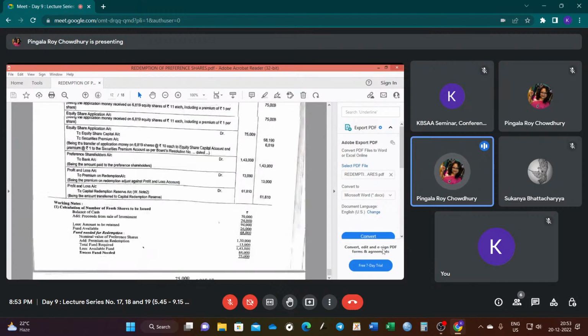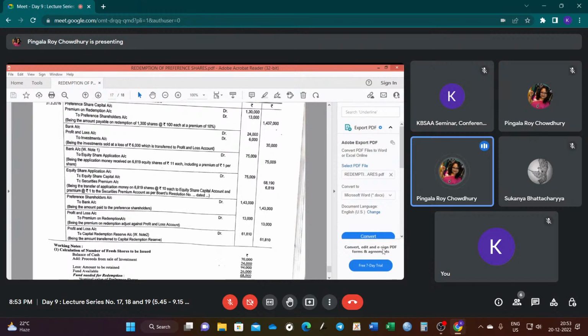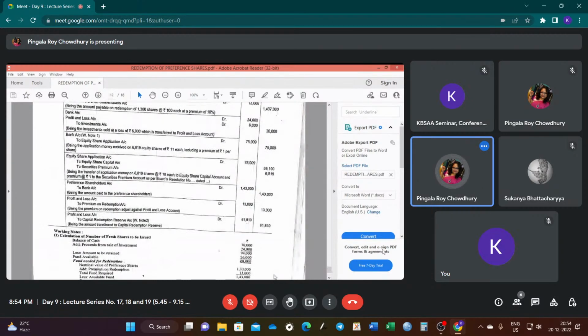So see the entry here. Bank account debit to equity share application will be a total of 11 into 6,819, that is 75,009, because this is a part number of shares, 6,819. That is why this different type of amount will come. Bank account debit to equity share application 75,009, and equity share application account to equity share capital and securities premium. Equity share capital will be rupees 68,190.